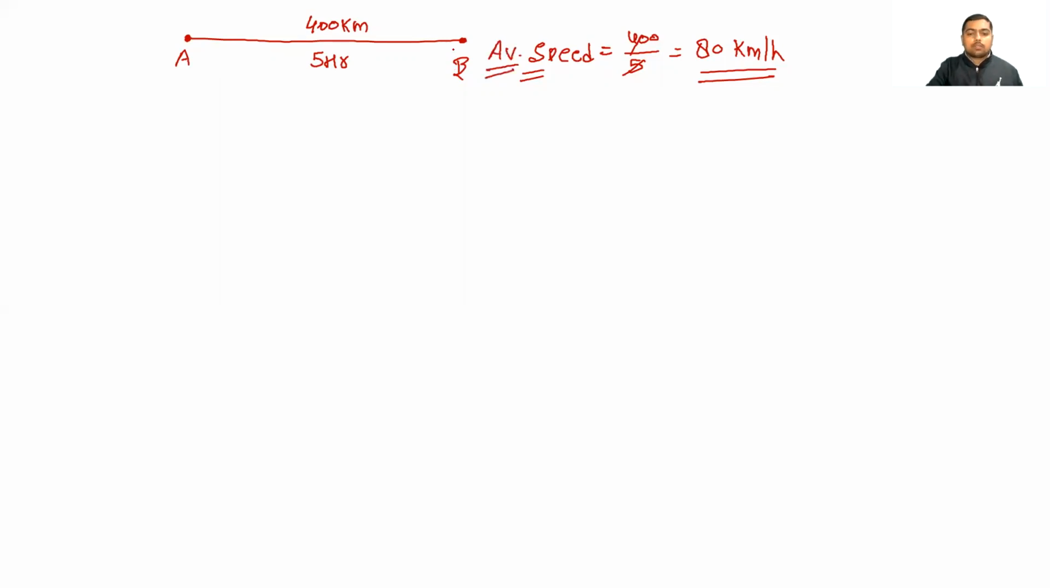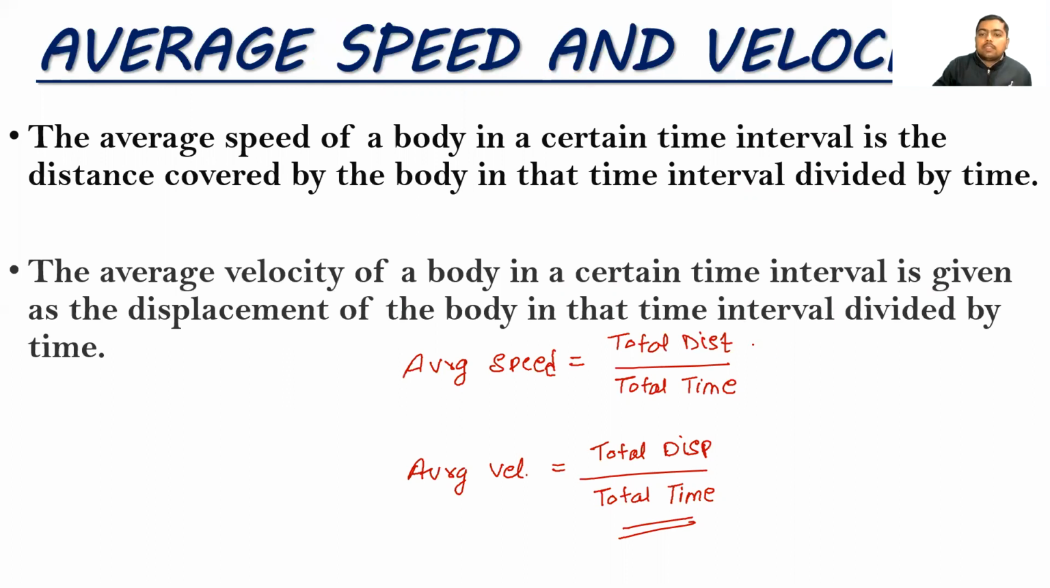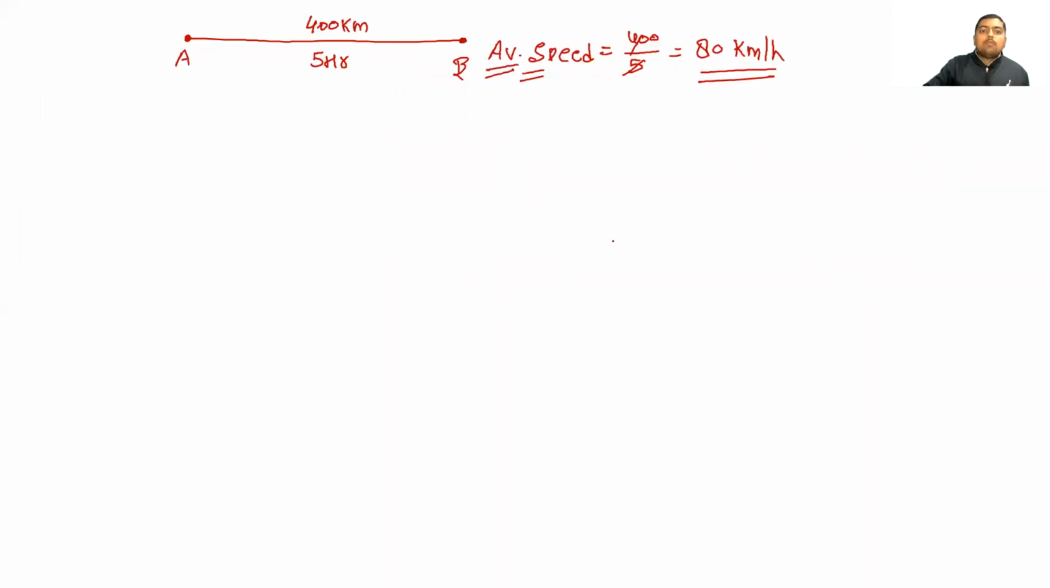Why? Because we learned the formula. Average speed is the total distance upon total time. We have the total distance from point A to B, which is 400 kilometers, and the total time taken by the person to travel this distance is 5 hours. So when we divide total distance by total time, we always get the average speed. Let us consider you start from Kanpur going to Delhi, the distance between Kanpur and Delhi is 400 kilometers and the time taken is 5 hours. Then 80 kilometers per hour becomes your average speed.